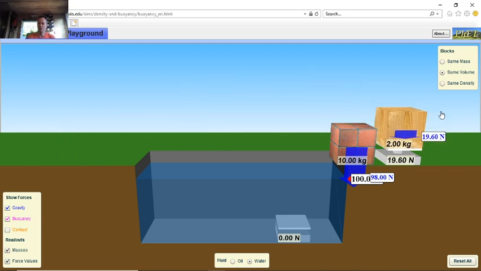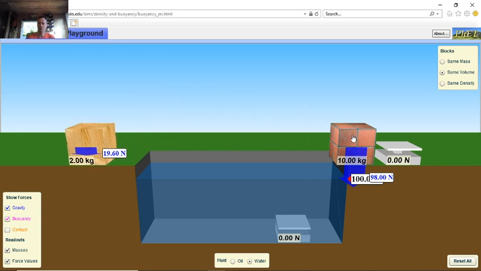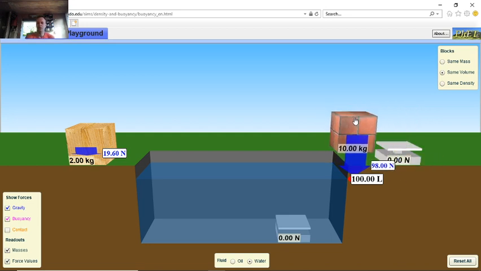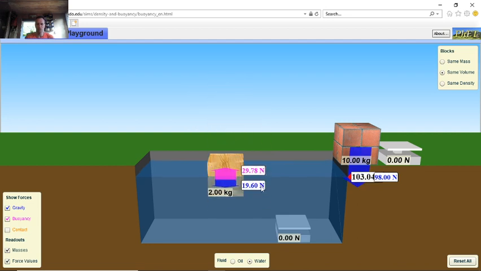But if I take this onto the scales, it has a weight of 19.6 newtons. And because the brick has got higher density, it's got a weight of 98.0 newtons. Remember, density is how heavy it is for its size. Now, we all know this. If you take wood and drop it into water, bingo, it's going to float.